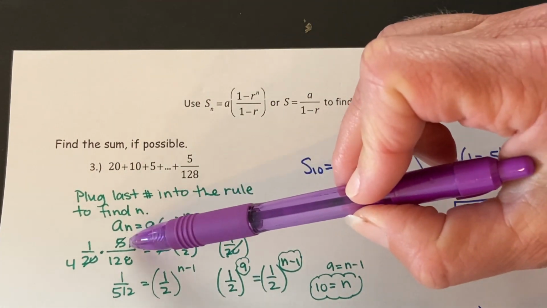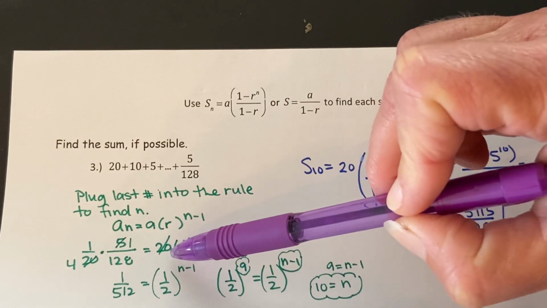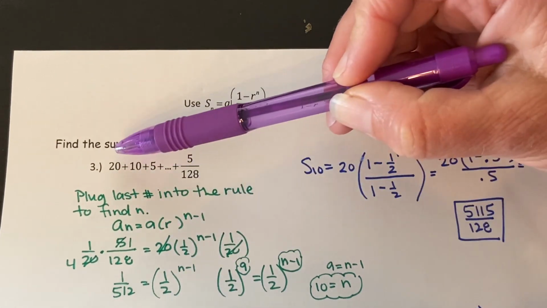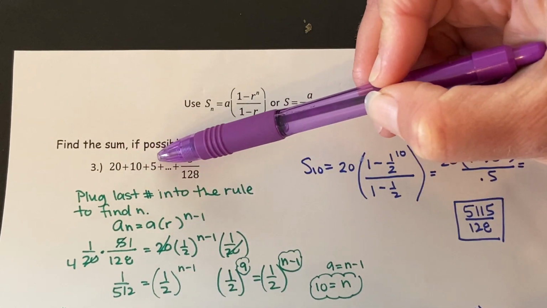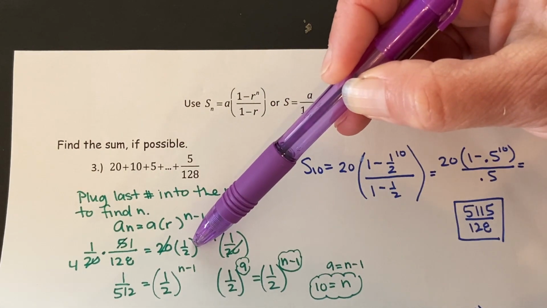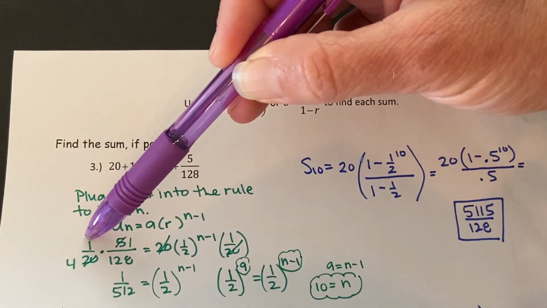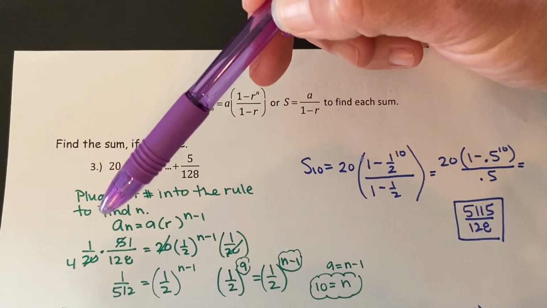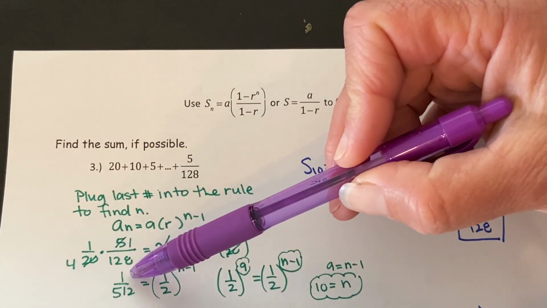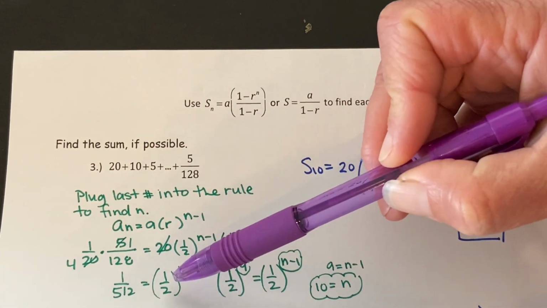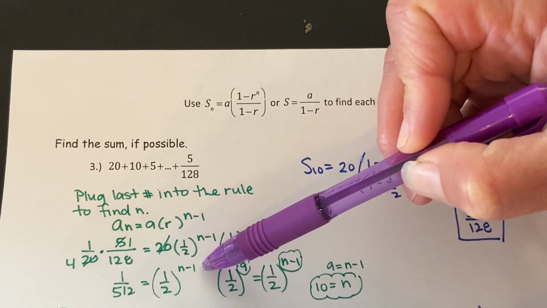So I'm going to take my 5 over 128 is equal to, I know 20 is the first term, and if I'm going from 20 to 10 to 5, I'm multiplying by 1/2. I'm going to get rid of this 20, so I'm going to multiply both sides by 1 over 20, and reduce that down, and I get 1 over 512 is equal to 1/2 raised to the n minus 1.